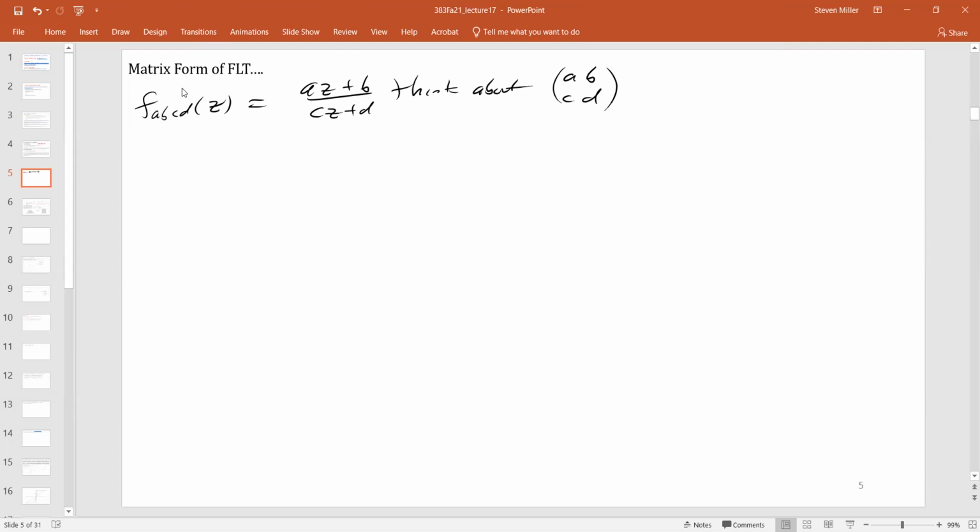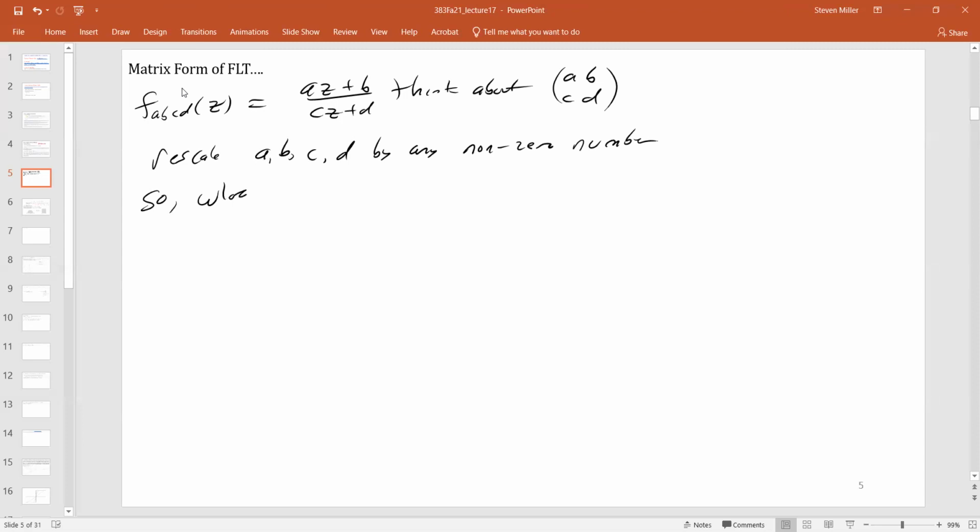Now, if I'm giving you a map, I can often specify the map many different ways. Can somebody give me a map that would have the same effect as this map, AZ plus B over CZ plus D? Give me different values of A, B, C, D that will return the same output. Divide all of them by 2. So really, we can rescale A, B, C, D by any non-zero number.